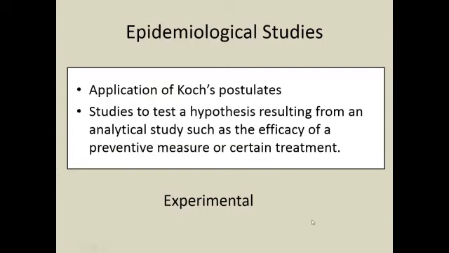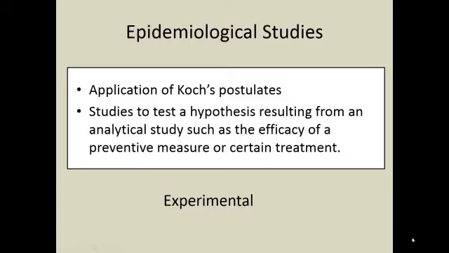We also have experimental epidemiological studies. So we can apply Koch's postulates to a particular disease to determine cause, transmission, and all of these different things. We can only do these types of studies if it is ethical or if we have an animal model. Also, we can use these studies to test a hypothesis resulting from an analytical study, such as the efficacy of a preventative measure or a certain treatment.